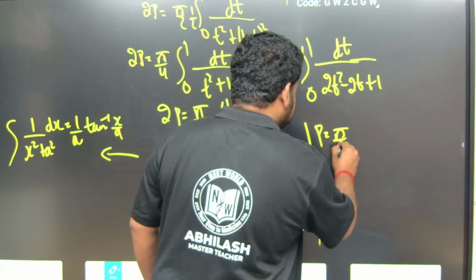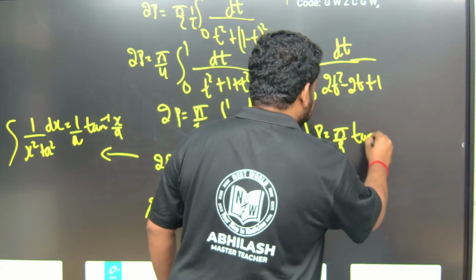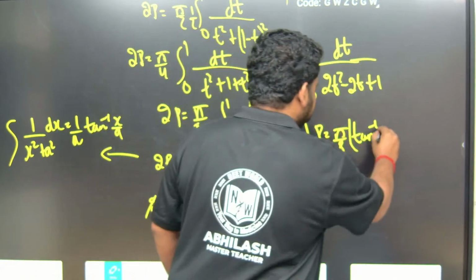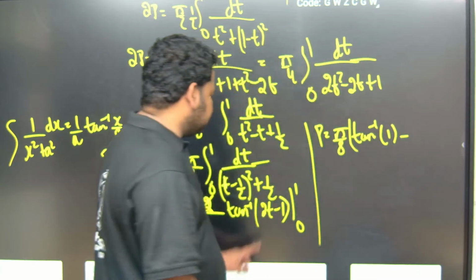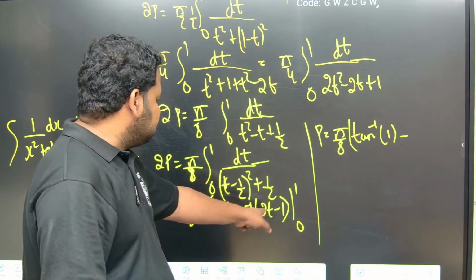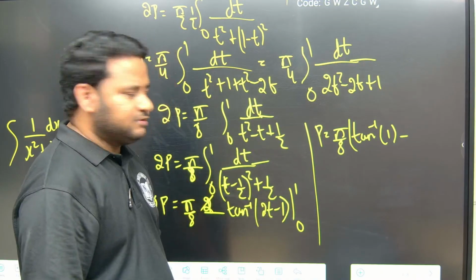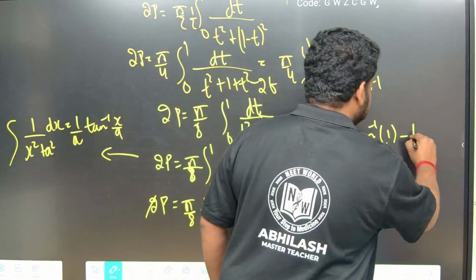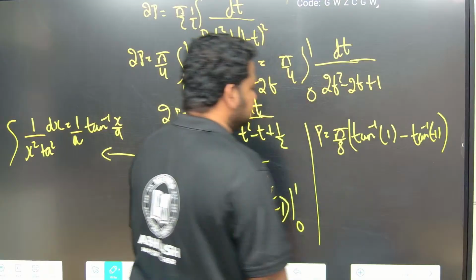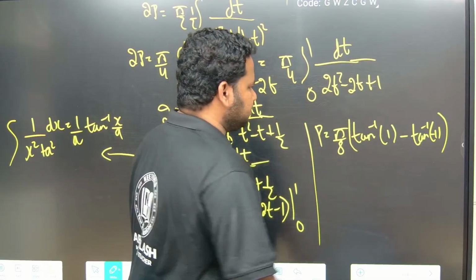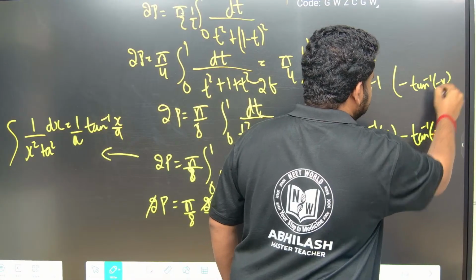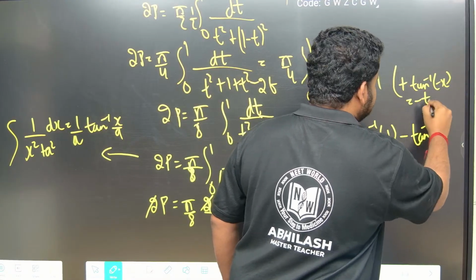Pi by 8 into tan inverse of 2t, that is 2 minus 1, tan inverse of 1, minus tan inverse of 2 into 0, which is 0, so minus 1, it will become tan inverse of minus 1. Okay, tan inverse of minus 1. So this will become what, friends? Tan inverse of minus 1. So here I will write the formula: tan inverse of minus x is equal to minus tan inverse of x.